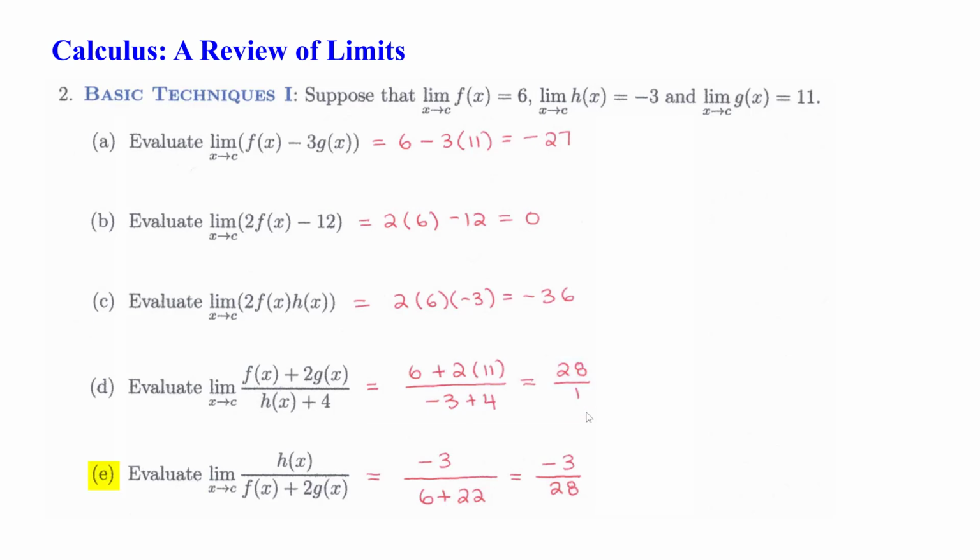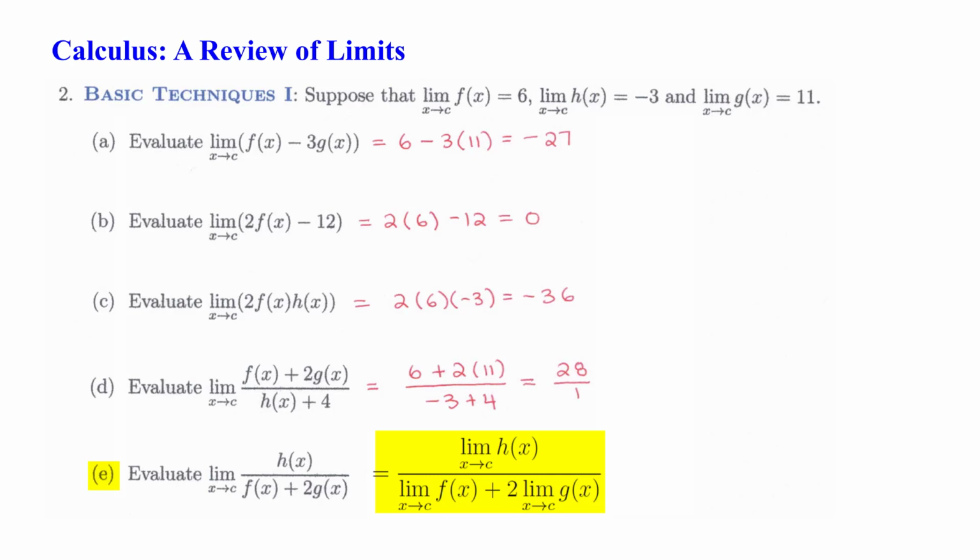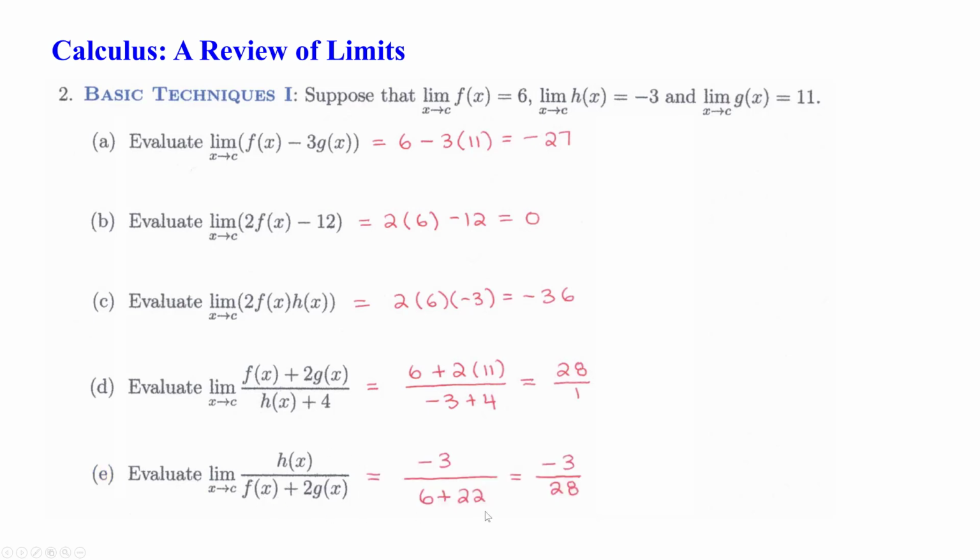And again, finally, we have another quotient to consider, and since the limit of these 3 functions exist, as long as the denominator is not going to 0, which it isn't, it's going to 28, we know that the limit of this quotient will exist. Now, if this limit did go to 0, we wouldn't know how to proceed without more information. Obviously, that wasn't the case here. These are just basic techniques, and that would be a slightly more involved problem.